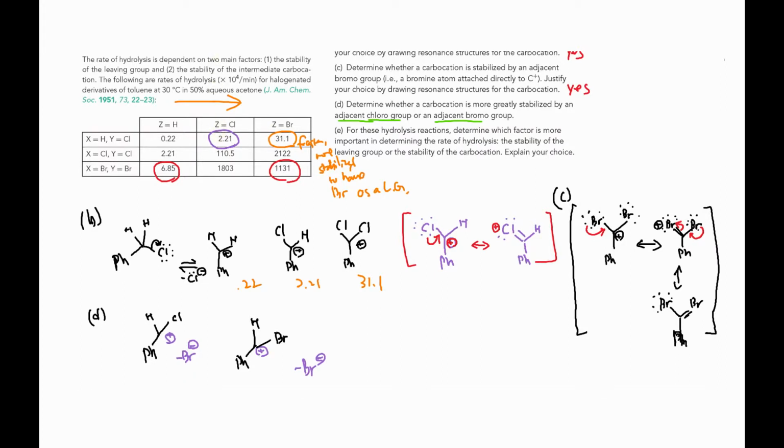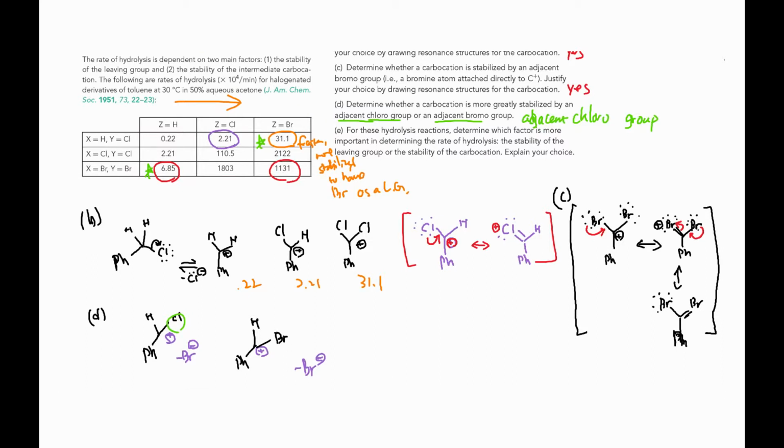So we're comparing the HClBr, this with this. Our data confirms that HClBr undergoes a faster rate of reaction, therefore it's more of a stabilizing factor. So the answer to this is the adjacent chloro group. Having this in the carbocation is better than having Br. So adjacent chloro group, 31.1 versus 6.85.